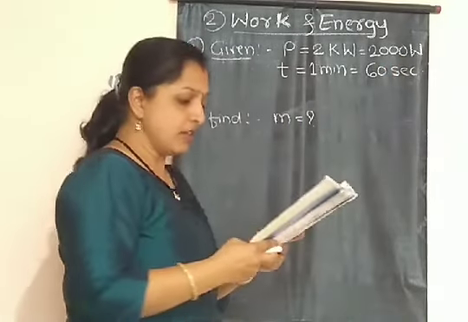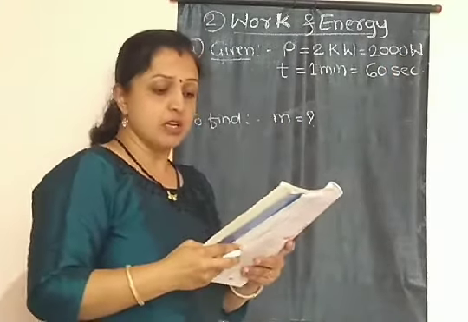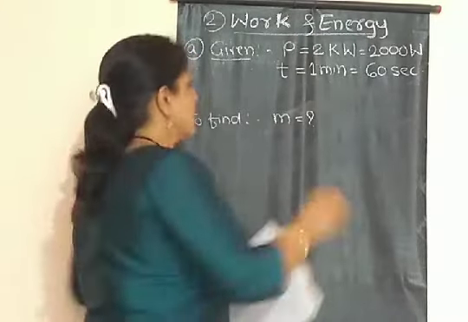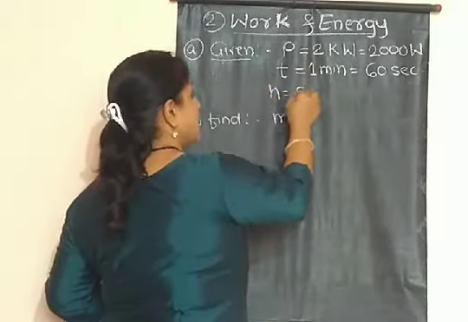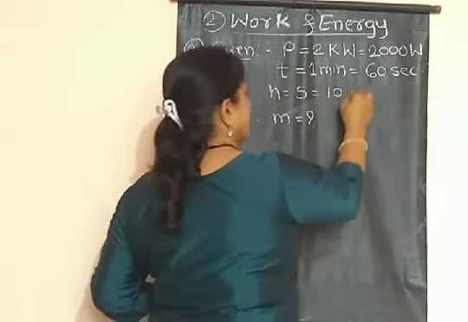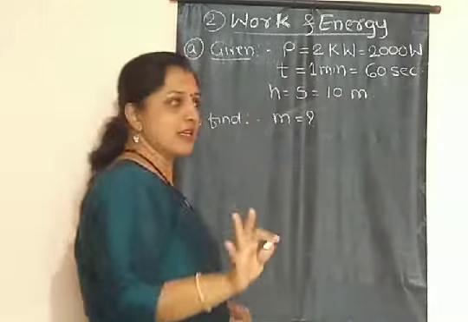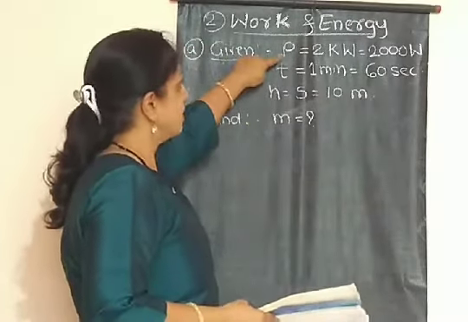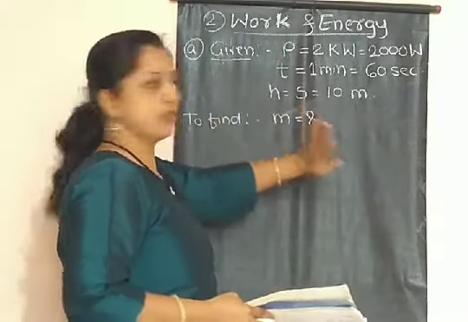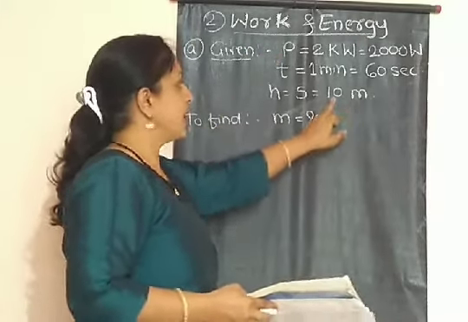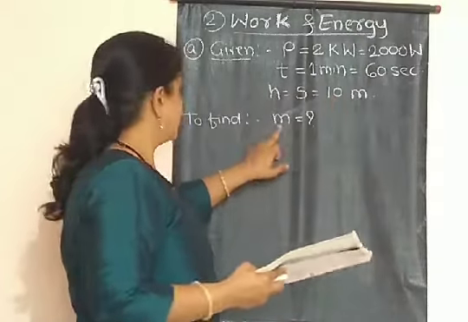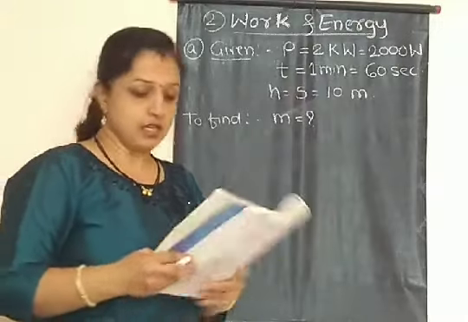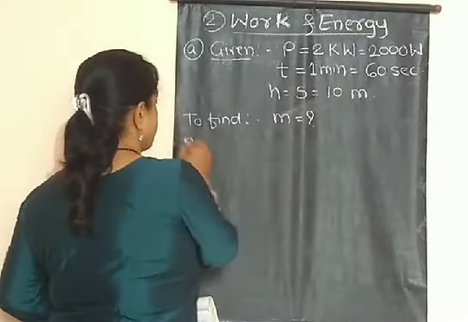Okay, and then to a height of 10 meter. So we are also given the height up to which we have to lift that water. That height is nothing but the displacement, and that is equal to 10 meter, and meter is an SI unit, so no problem, no need to convert it. Now let's see, we are given the power, time and the height of the water lifted by that electric pump, and we have to find out the mass of that water that will be lifted per minute. So let's see how to solve this example.